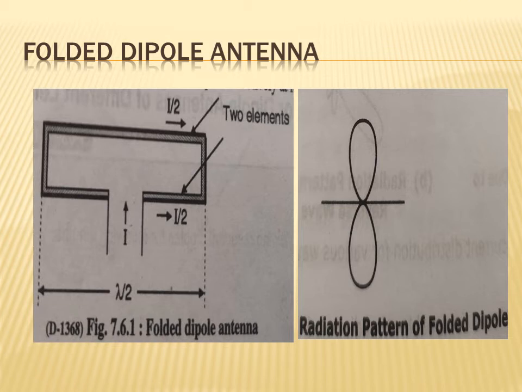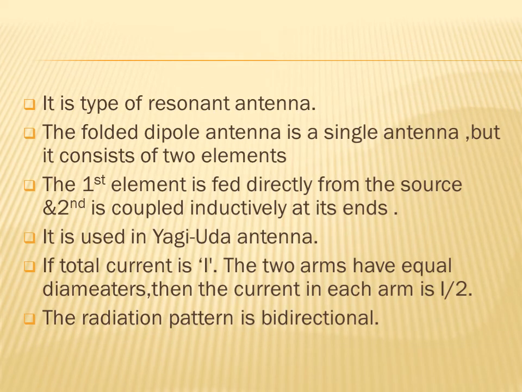Next, see the radiation pattern. The radiation pattern is bidirectional. Why is it bidirectional? Both forward and reflected waves are present. So this is the folded dipole antenna. You have to write this point in a MSBT exam.